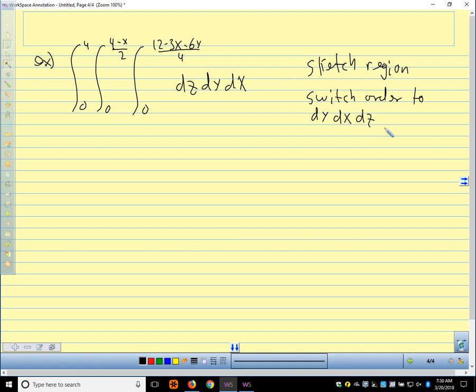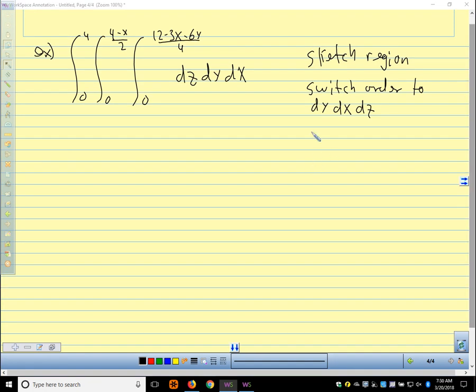So why would you want it in that order? Just because. To help us work on our visualization skills of three-dimensional solids.